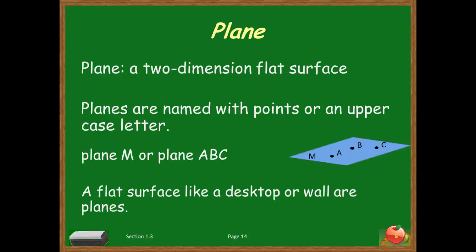A plane. A plane is a two-dimensional flat surface. Planes are named with points or an uppercase letter. 3 points are needed to name a plane. We may call this plane ABC, or you may see a symbol plane ABC, or just plain M, capital M. A flat surface like a desktop or a wall are planes.